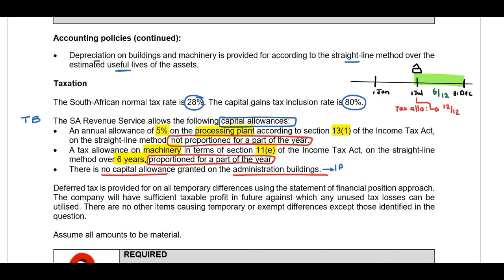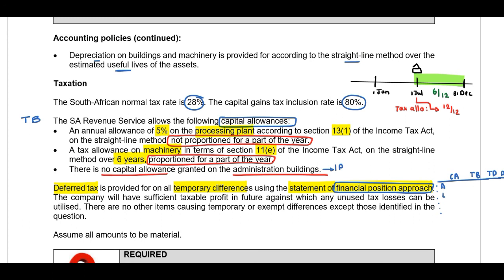Next paragraph. Deferred tax is provided for on all temporary differences using the statement of financial position approach. The company will have sufficient, let's just read the first sentence, statement of financial position approach. This is what we teach you. This is where we make use of the method. We determine our carrying amount of our assets and liabilities. We determine the tax base, temporary difference, and our deferred tax at the end. This is your statement of financial position approach. We make use of our assets to determine our deferred tax.